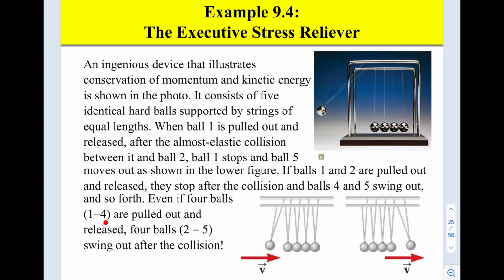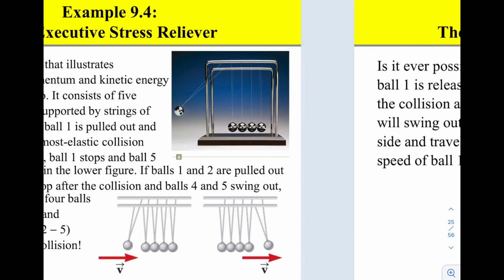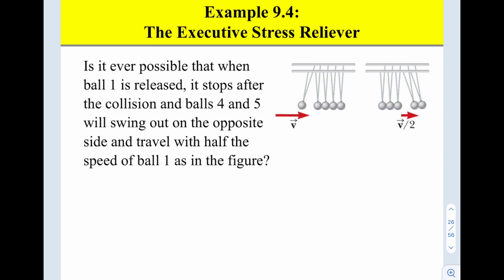Even if 4 balls, 1 until 4, are pulled out and released, 4 balls, which is 2 up to 5, swing out after the collisions. Is it ever possible that when ball 1 is released, it stops after the collision and balls 4 and 5 swing out on the opposite side and travel with half the speed of ball 1, as in the figure? Half. So this is what we want to investigate.